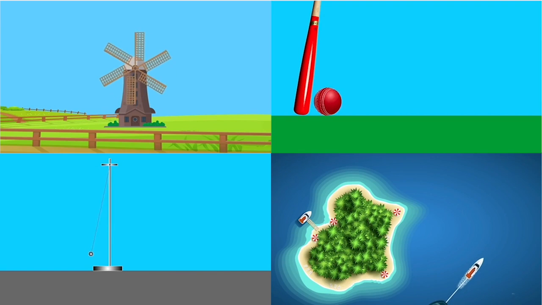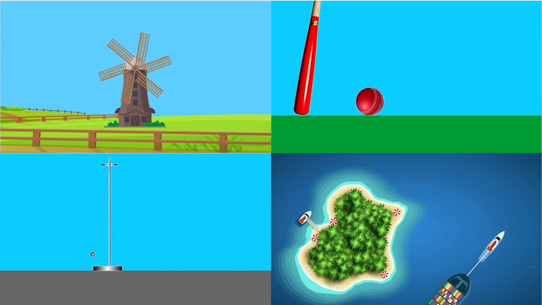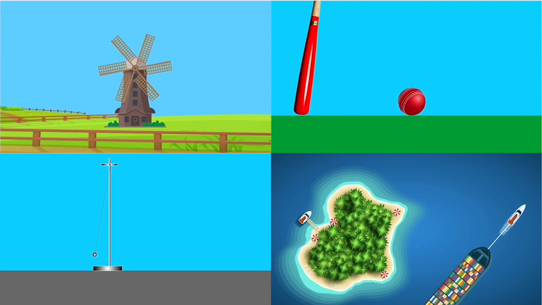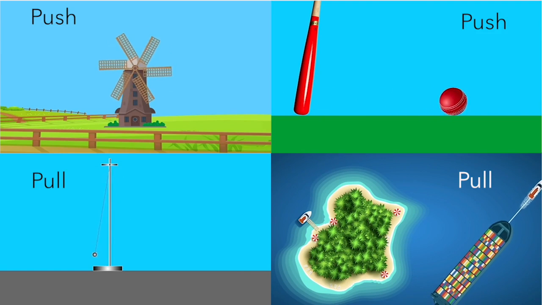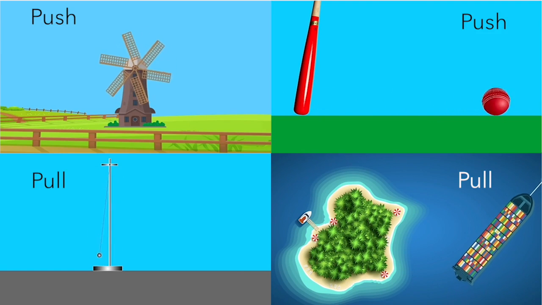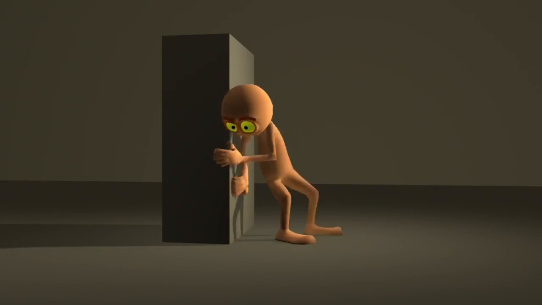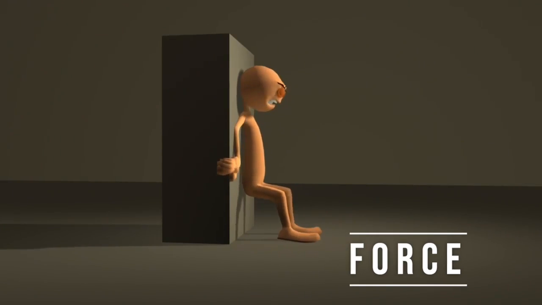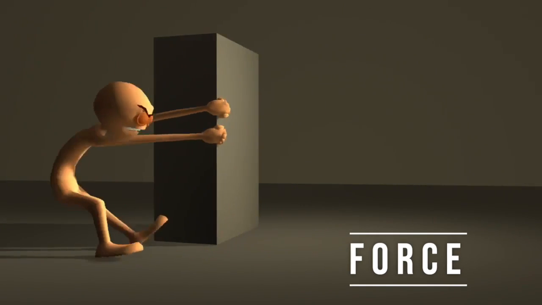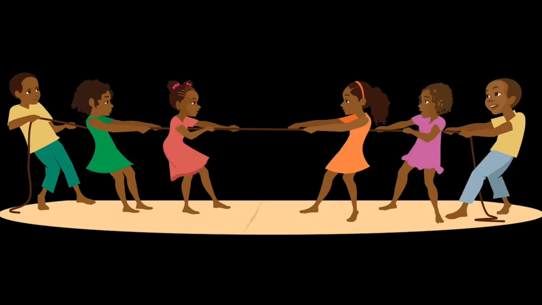In all these examples, we saw that there was an interaction between two bodies in the form of a push or a pull that resulted in motion. In the language of physics, this push or pull is called force. So how do we compare and measure forces?